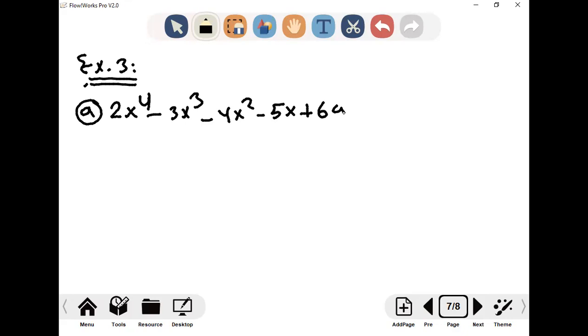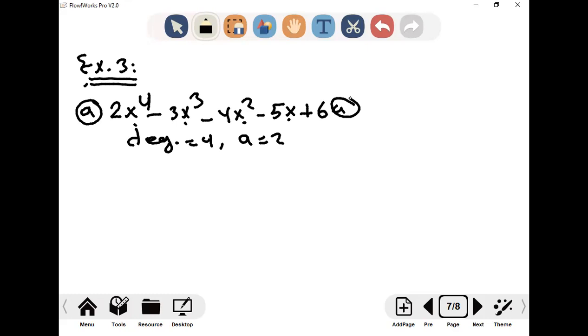What is the degree? 4. Leading coefficient 2. Is this a polynomial? No. Why? Everything is okay, but the polynomial should be in one variable. Here, how many variables do we have? I have x and a. These are different variables. So x and a, 2 different variables. That's why they wrote for you, this is not a polynomial function in one variable. There are 2 variables.